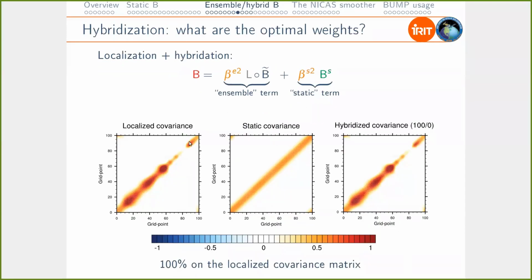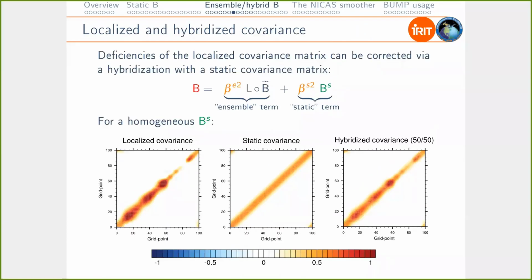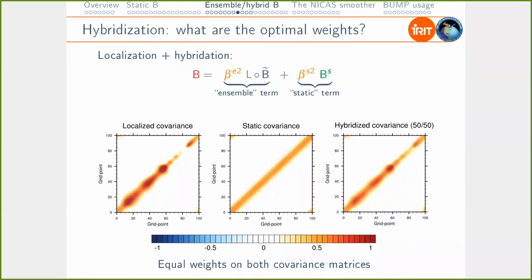So here it's an example where we have all the weight on the localized covariance and no weight on the static covariance. So it's 100 and 0. Here it's 75-25, 50-50, 25 and 75 on the static covariance, and all the weight on the static covariance. So we will have to find what's the best hybrid weight to get the optimal hybrid covariance matrix.